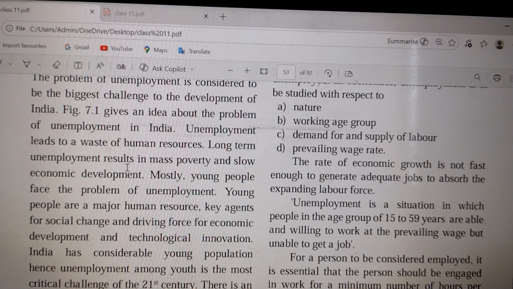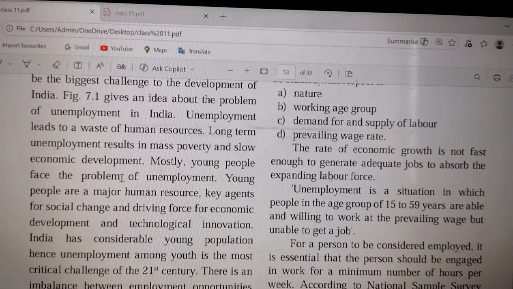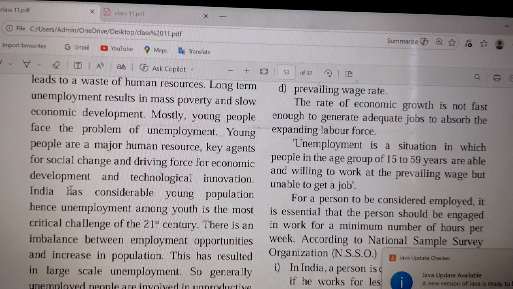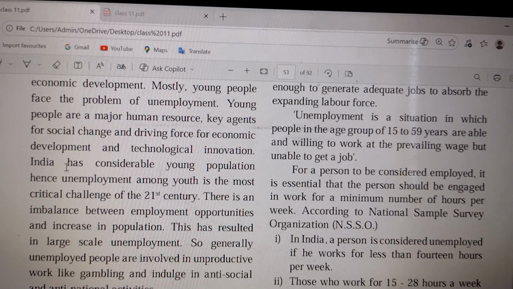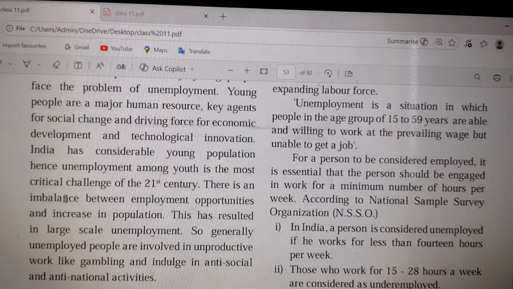So unemployment leads to waste of human resources. Long-term unemployment results in mass poverty and slow economic development. Mostly young people face the problem of unemployment. Young people are a major human resource, key agents for social change and driving force for economic development and technological innovation. India has a considerable young population, hence unemployment among youth is the most critical challenge for the 21st century.